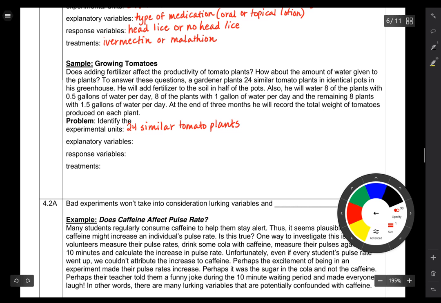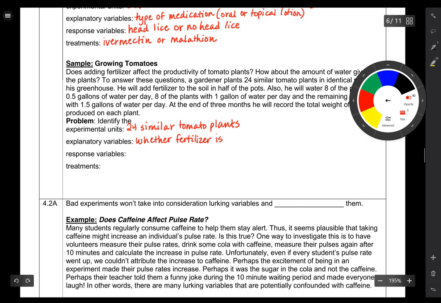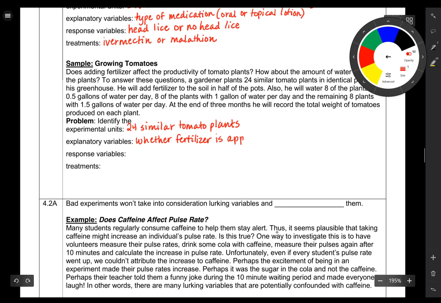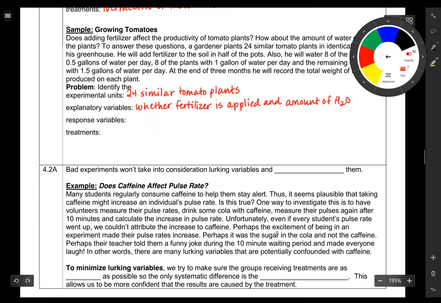The explanatory variables, there's two. The first one was whether there was fertilizer applied or not, and the second one was the amount of water. And your response variable was the weight of the tomatoes produced on each plant.